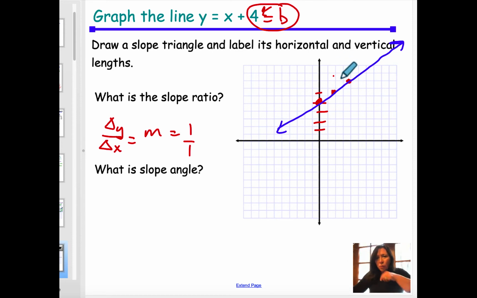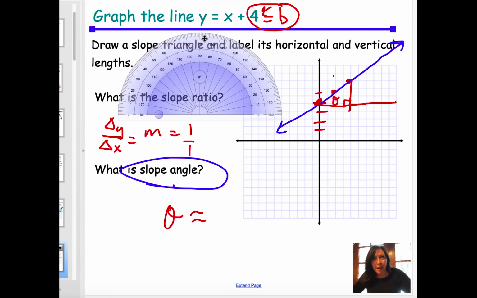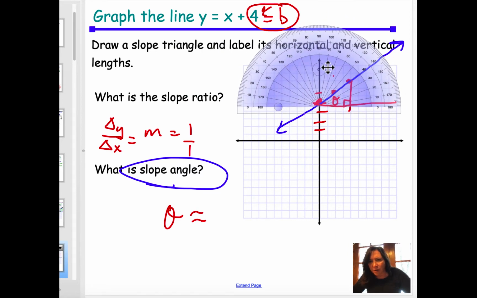What I want you to do right now is I want you to create a right triangle so that you can find the slope angle. So in order to do that, you're going to create this right triangle like this, right? Given the points you have. And then I want you to use your protractor again and try to calculate this little angle in here, which is the slope angle. We call that theta for right now. So again, take your protractor, line it up here, just like that. And I want you to try to figure out, what does that look like it could be?